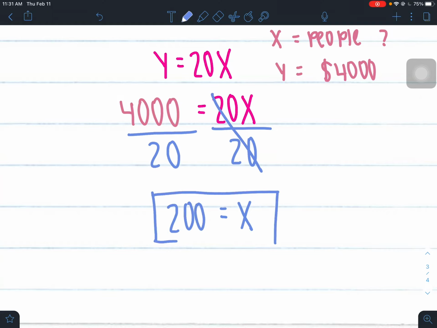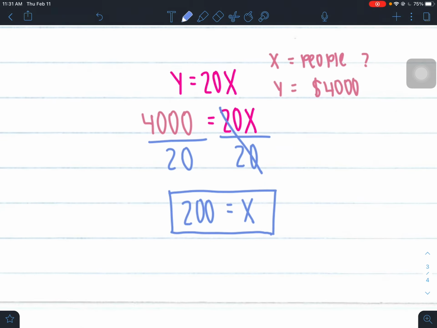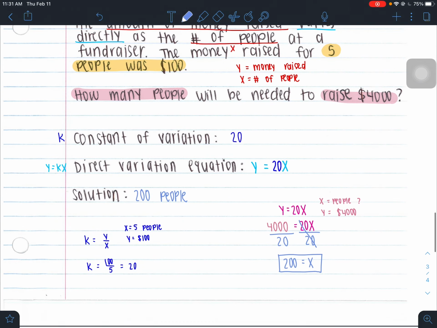Now, that's an answer, but we're talking about word problems here. So what is the meaning of that answer? What does x represent in our problem? X represents people. So this would be 200 people. So in order to raise $4,000, you need to have 200 people.